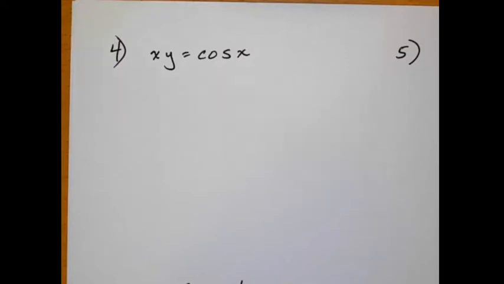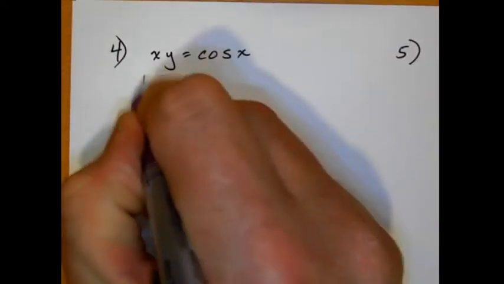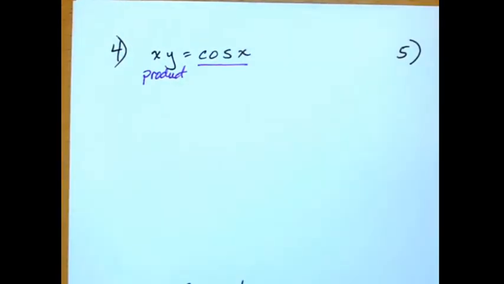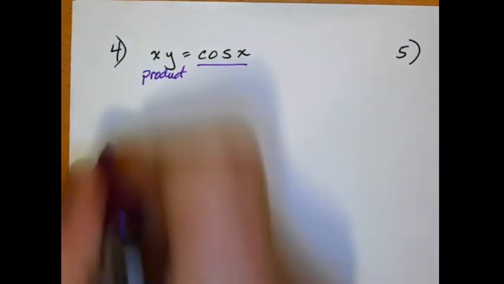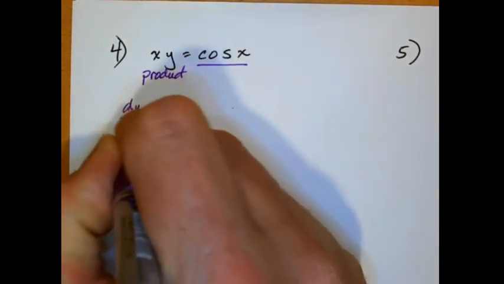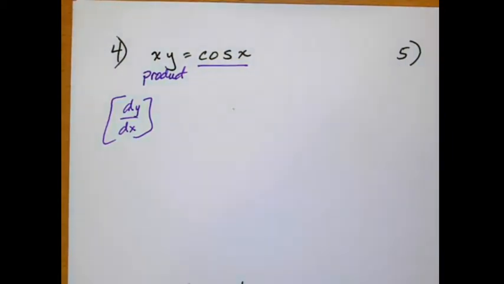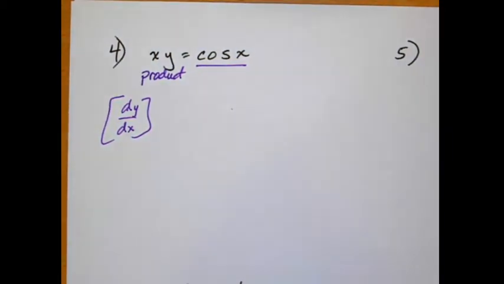So the first question that we're going to do is number 4. It says x times y is equal to cosine of x, and we need to take the derivative of this function. If you notice over here, we have the product rule, and then we just have a regular cosine. So what we are going to do is find dy/dx. So what they're looking for is dy/dx. So we want the derivative of y in terms of x. So anytime that we have a variable that is not an x, for example that y, we have to add the dy/dx.